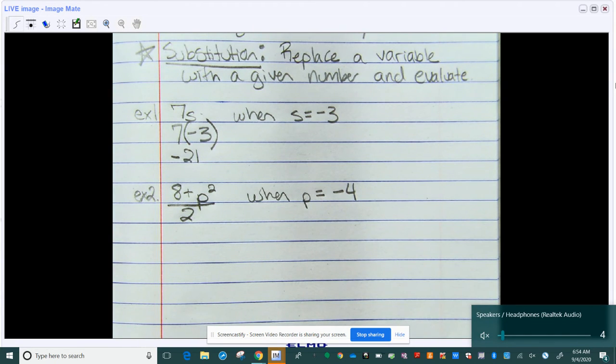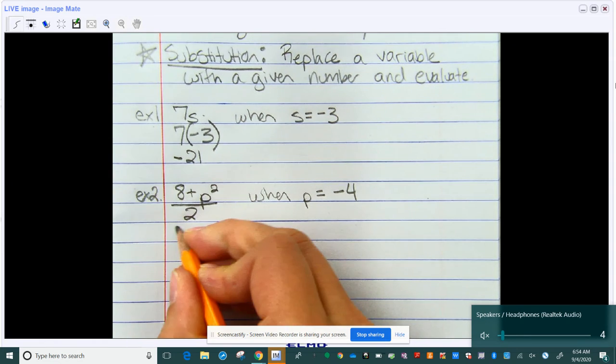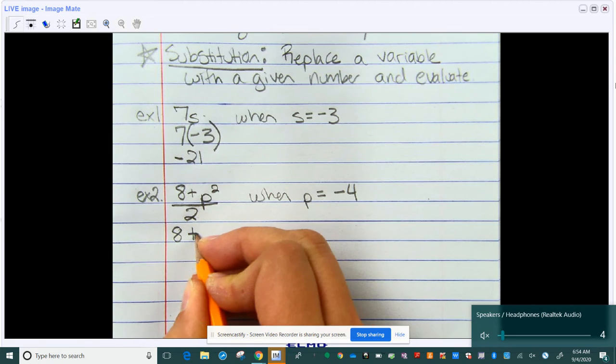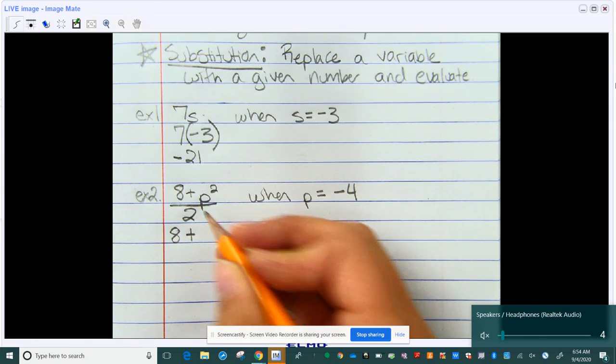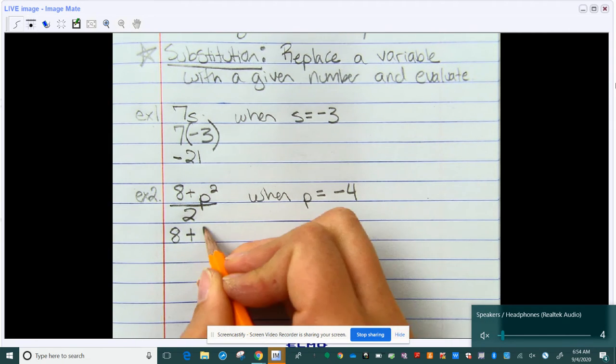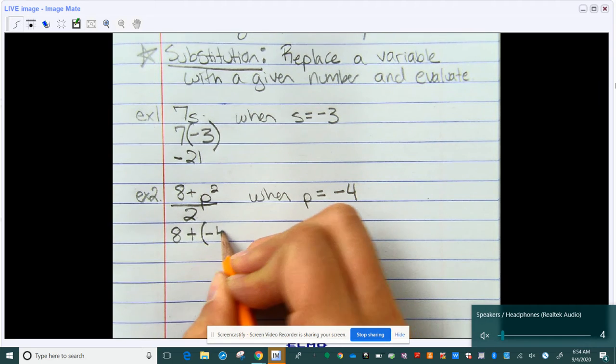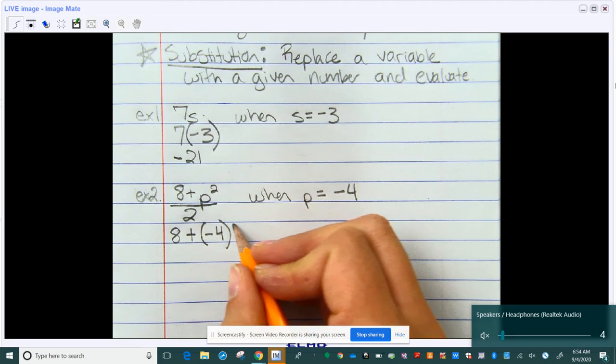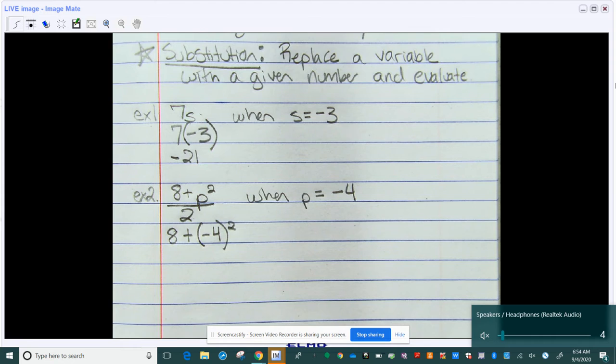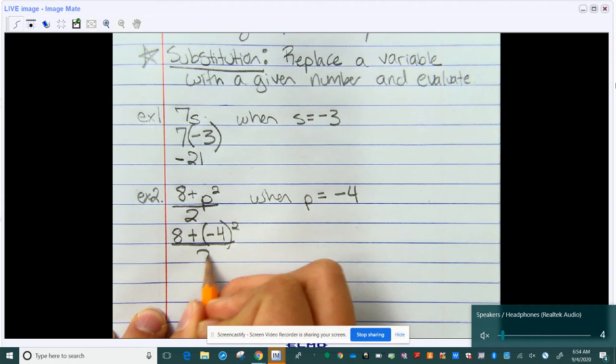So we're going to substitute that in for p and then evaluate. So our 8 stays 8. Plus sign is still a plus sign. Since we have our variable p, we're going to substitute in a -4. We're going to open up a set of parentheses, put in that -4 for the p. Don't forget that squared, and it's all over 2.